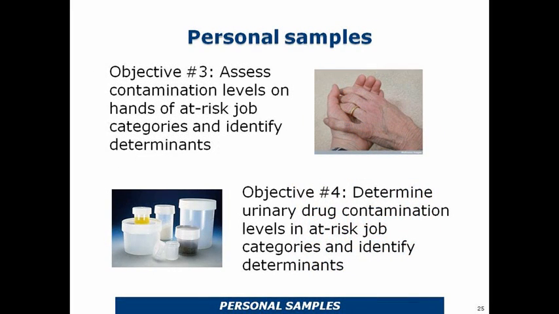The next thing we did was to collect the personal samples. We've already mentioned that dermal contact is the main route of exposure, and that's one of the reasons why we collected hand wipe samples. But for objective number 4, we took the urinary drug contamination levels because you have to take this stuff into your body and metabolize it, and that's where the health effects occur. That's one of the reasons why we wanted to collect urine samples. Having said that, it is a bit more invasive than dermal sampling, but we just wanted to see whether or not there were any associations.